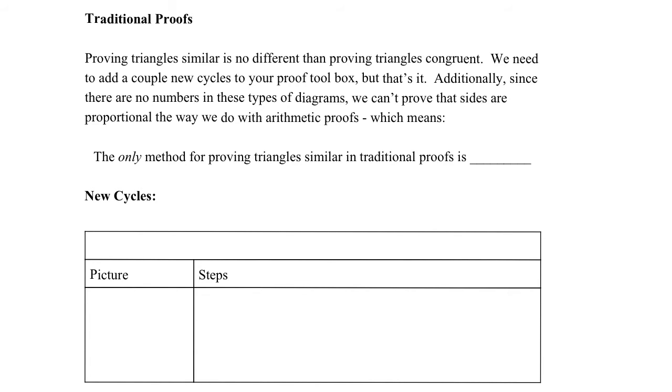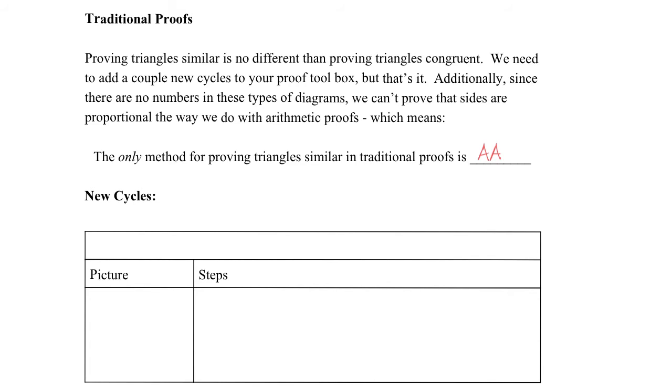So you can't prove that the corresponding sides have the same scale factor because you don't have any numbers to plug in. So that means that the only way to prove similarity in a traditional proof is angle, angle. So that takes the thought right there out of it. So it's less difficult because you already know you're going to be trying to prove two angles congruent. And by the way, that's even easier too, because now you only have to prove two parts congruent, not three like you're used to. So these are a little bit easier.